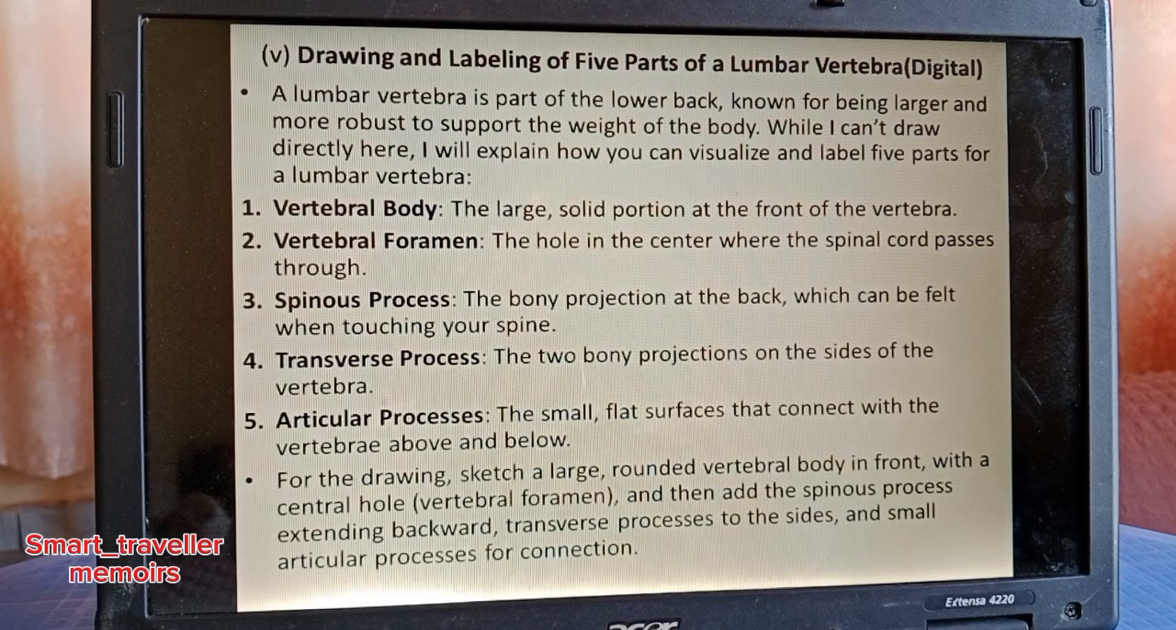From the drawing, if you are drawing yourself, you are supposed to sketch a rounded vertebral body in front with a central hole, and then the spinous process extending backward, transverse processes to the sides, and the small articular processes for connections.